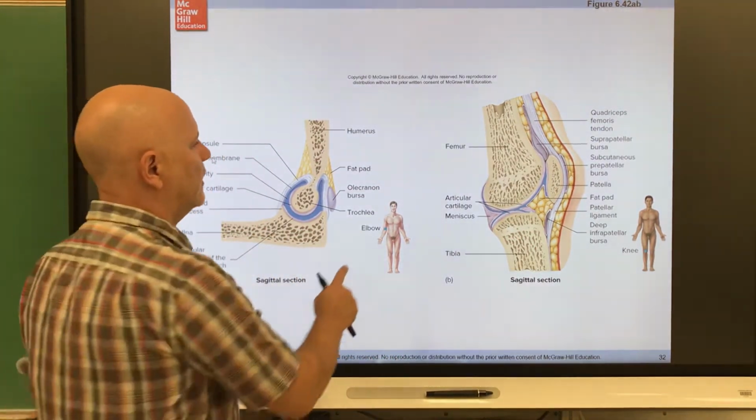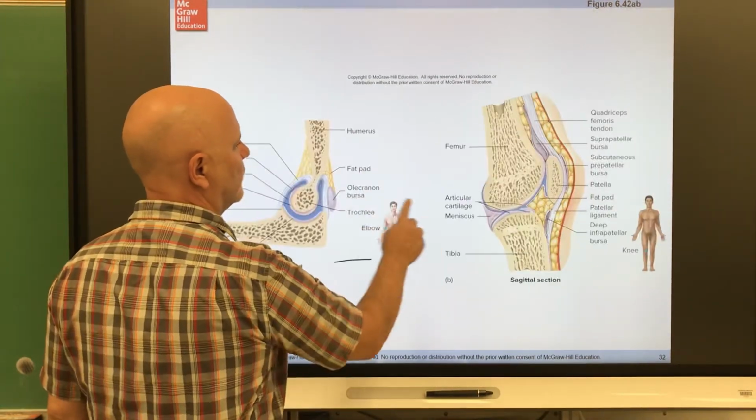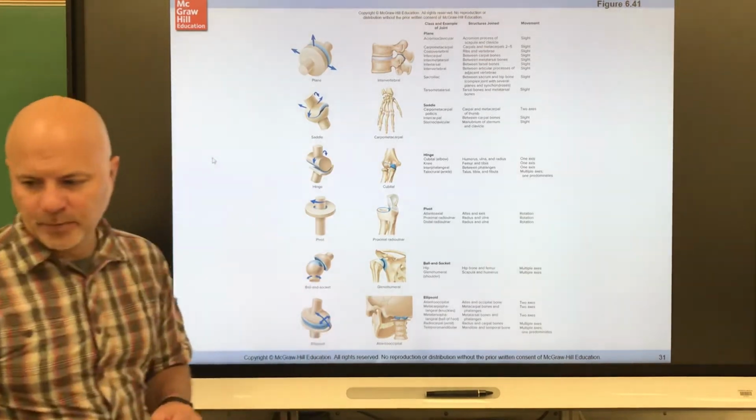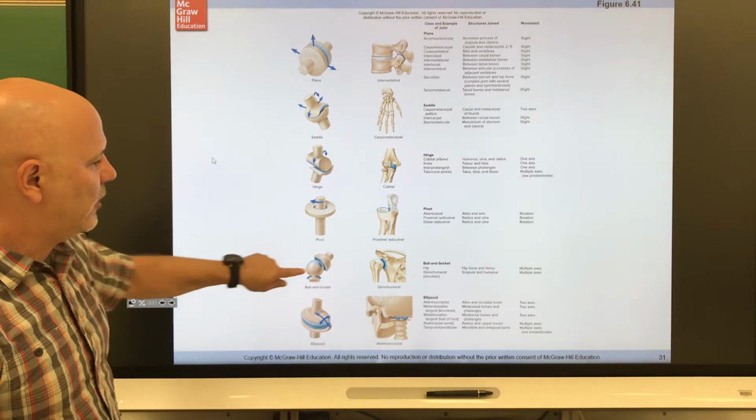Okay, let's take a look at types of synovial joints. So we'll have to go back to this picture here. The first is a ball and socket. So here showing a ball and socket.